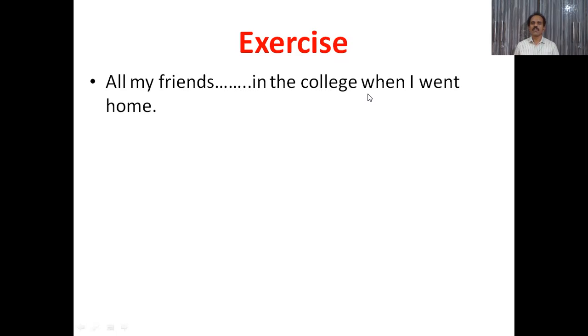ಇನ್ ದ ಕಾಲೇಜ್ ವೆನ್ ಐ ವೆಂಟ್. So here we have this verb went. Went is in past tense. Went ಅನ್ನೋದು past tense ಅಲ್ಲಿ ಇದೆ. That means plural past tense. Yes. Now have you hit the answer? ಉತ್ತರ ಗೊತ್ತಾಯ್ತಾ? Plural past tense B form ಯಾವುದು? Yes, you are right. And here is the answer, were. Yes, all my friends were in the college when I went home.